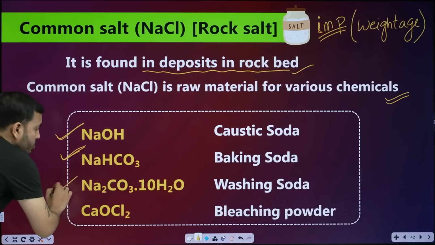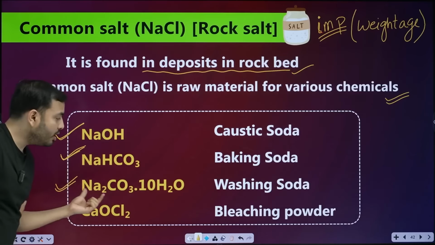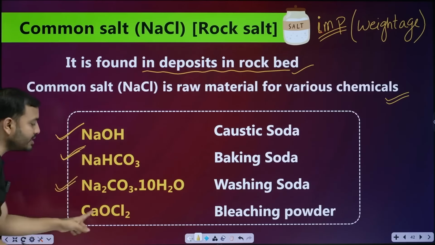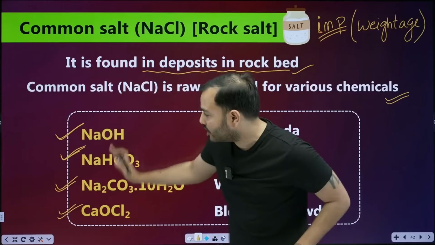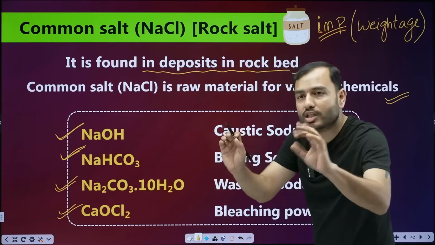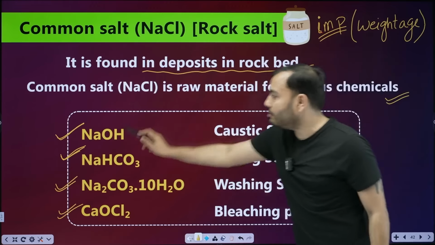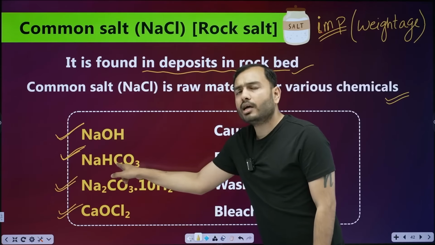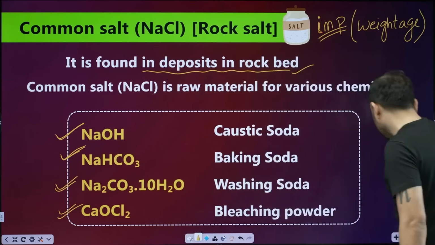Then this, Na2CO3.10H2O. Na means soda. And this is water. So washing soda. Next is CaOCl2. This is bleaching powder. Don't worry. One by one, we will study the preparation and also the uses of them. How to remember Na in all three of them? Three are sodas. This is caustic soda. This is bicarbonate, baking soda. And this is washing soda with water, washing powder, Nirma.